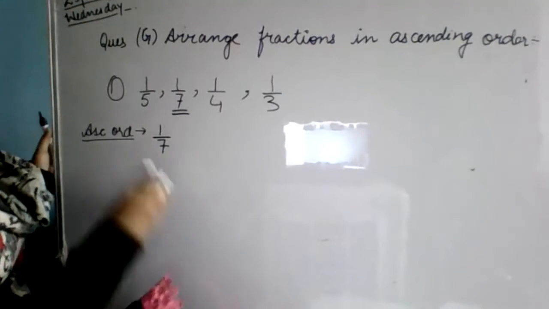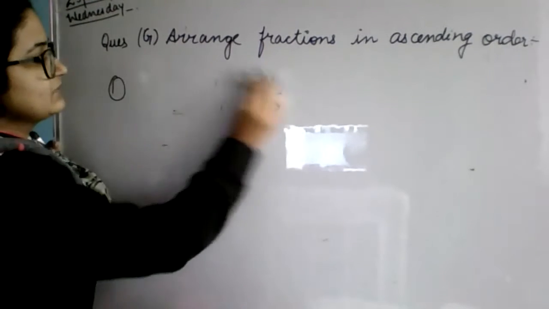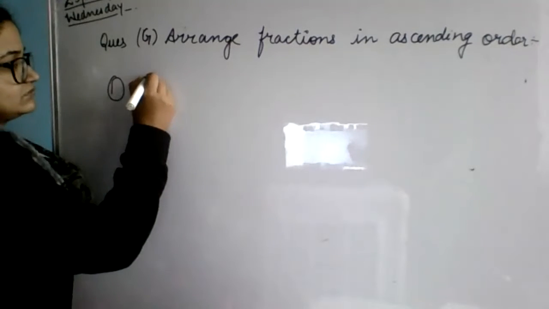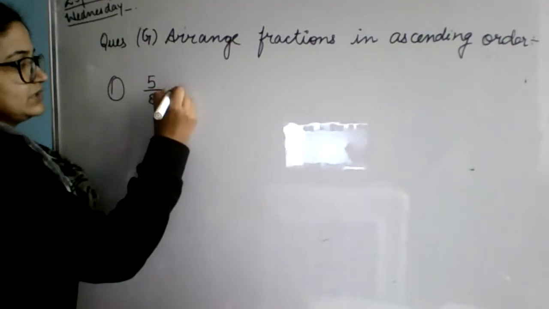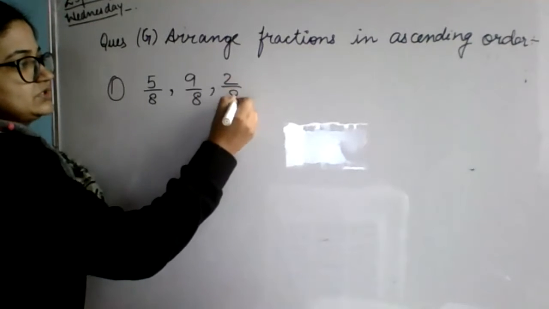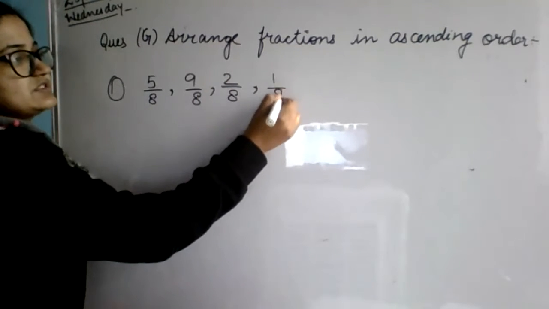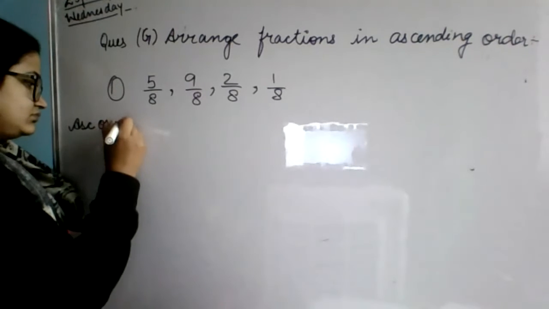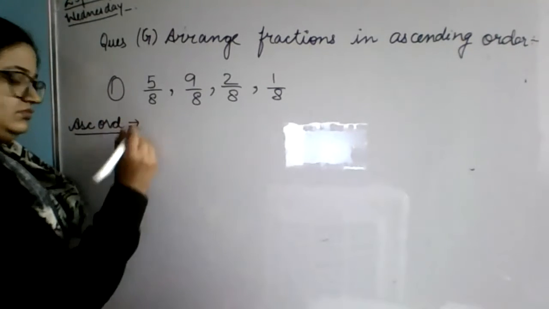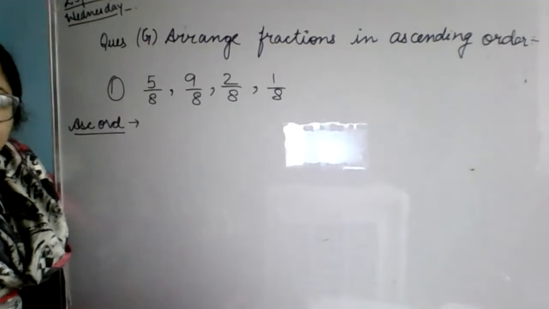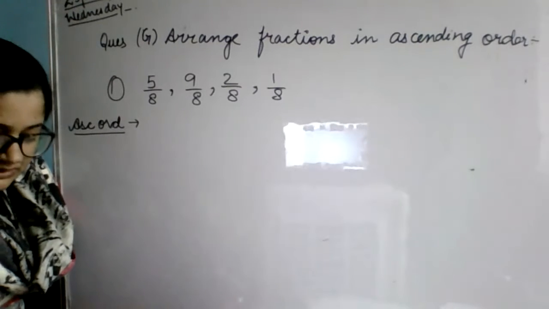Before writing this, rub this if you have written this one. Before this, do this question: 5 upon 8, 9 upon 8, 2 upon 8, 1 upon 8. First arrange this in ascending order. It is simple. If denominators are same, smaller to bigger.